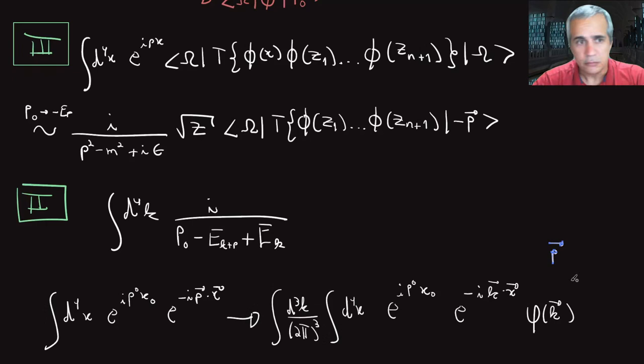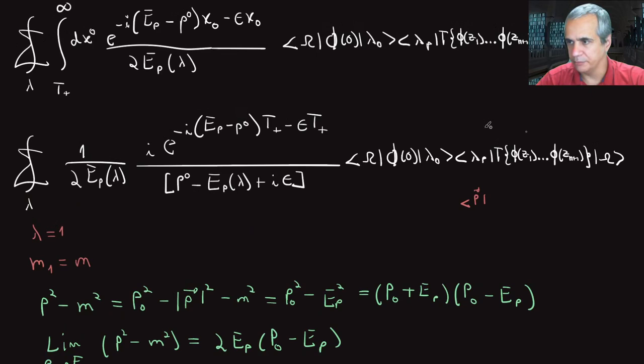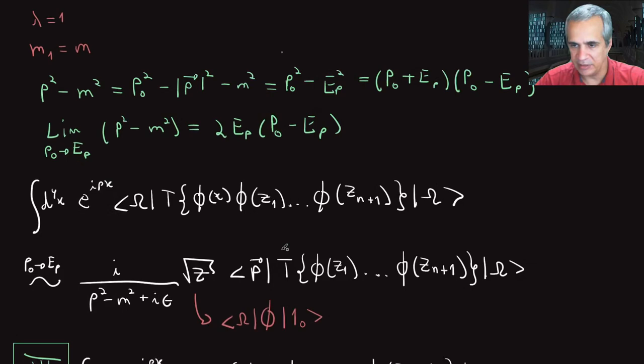Let's see how that changes what we have done before. The main difference happens right here. Instead of having an expression like this one near the pole, now we'll have a distribution. Instead of just an energy E_p, now we have a distribution that will look like this.